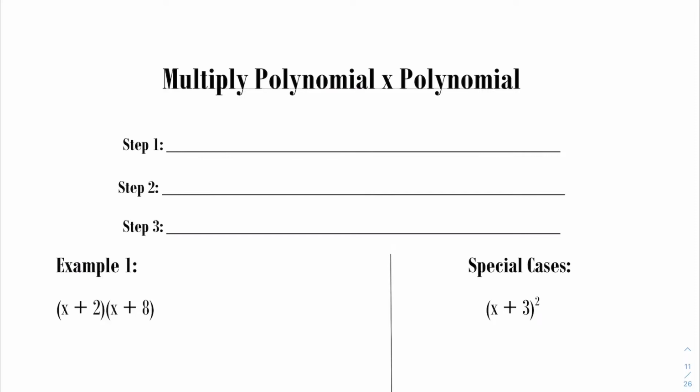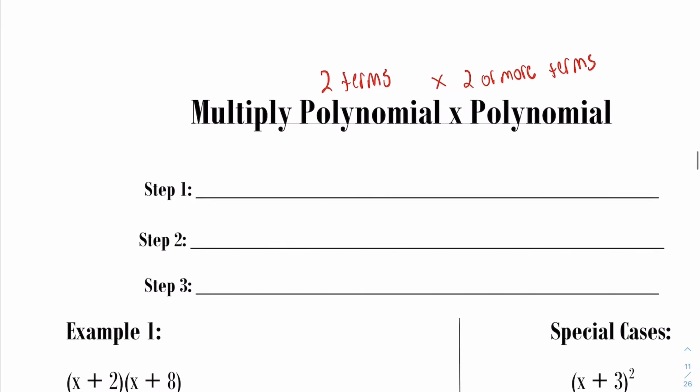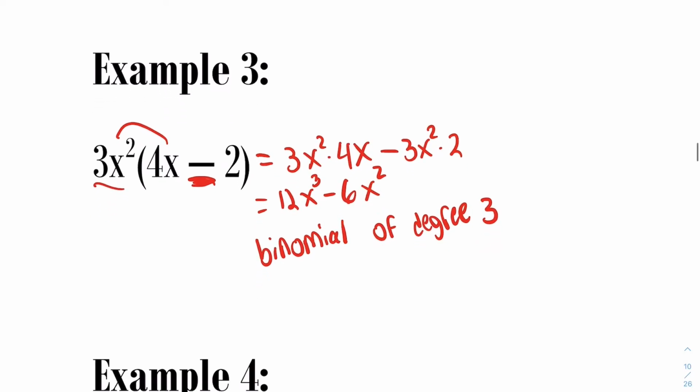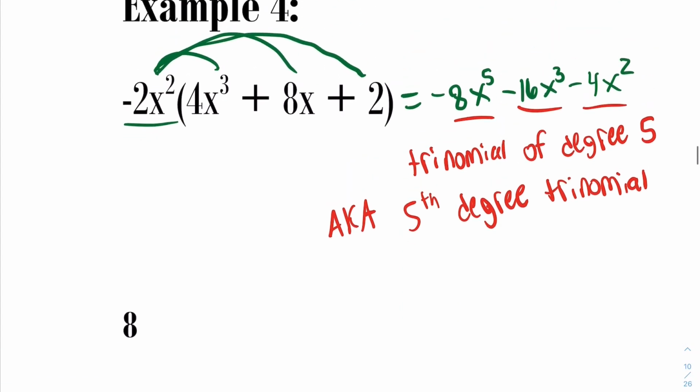Hello everybody, welcome to this video where we're going to talk about how to multiply a polynomial by a polynomial. And if you remember, a polynomial just means two terms or more times two or more. A binomial means two terms, so we're going to take something with different degrees, different powers, and multiply it by something else.